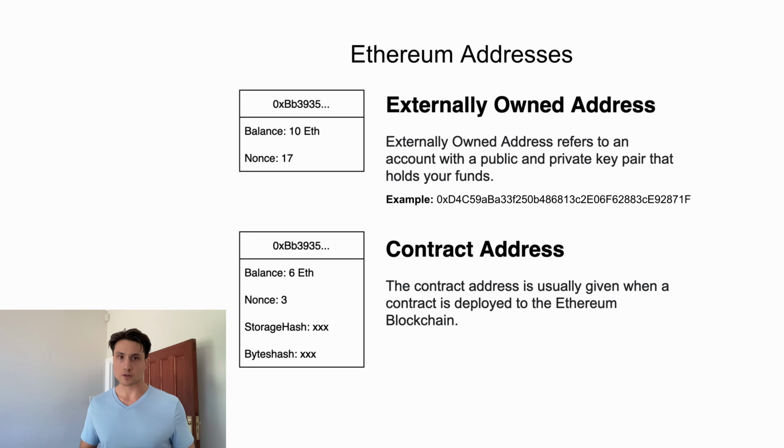And the fields on an externally owned address would just be your balance, which would be, of course, the amount of ETH that you own, and a nonce number. Now, the nonce number is simply the number of transactions that have occurred on the network associated with that address.